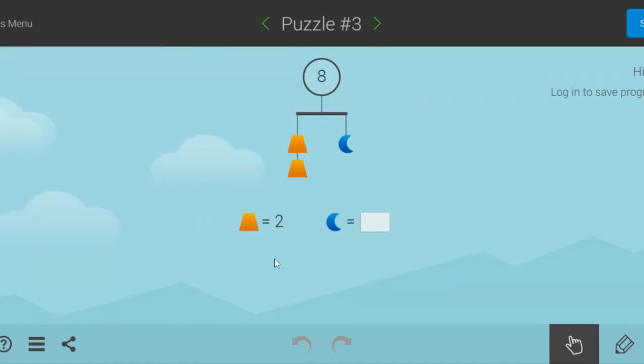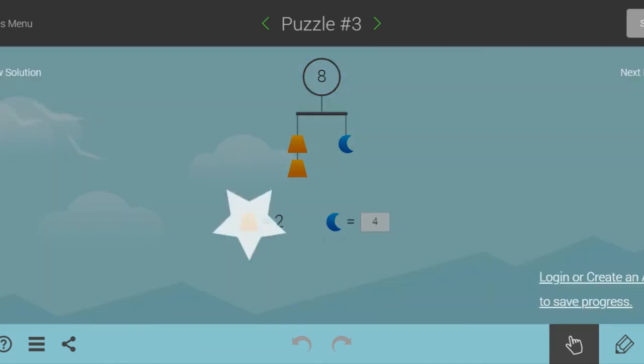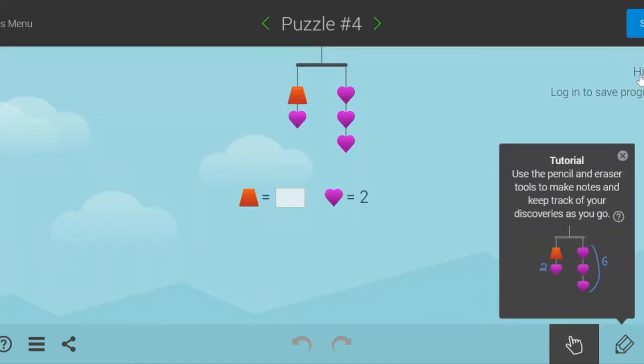But let me see. So this one, it looks a little bit different. I do know that if each one of these is equal to 2, then this is 2, 4, and then this one would have to also be 4. So they do get progressively harder, but it is teaching them to balance equations, to make sure that what's here is equal to what's here in a fun, non-threatening type of way.